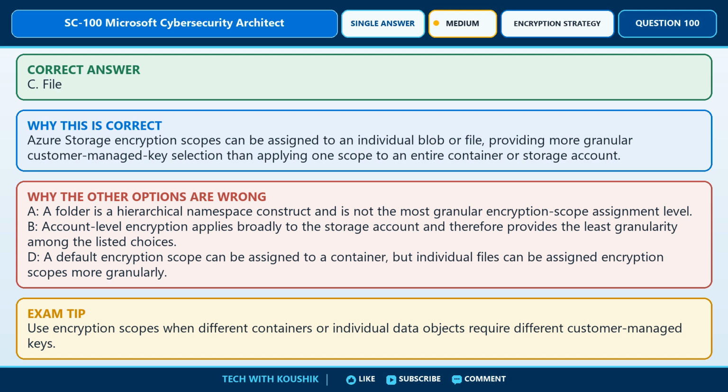Why are the other options not correct? A. A folder is a hierarchical namespace construct and is not the most granular encryption scope assignment level. B. Account-level encryption applies broadly to the storage account and therefore provides the least granularity among the listed choices. D. A default encryption scope can be assigned to a container, but individual files can be assigned encryption scopes more granularly. Exam tip. Use encryption scopes when different containers or individual data objects require different customer-managed keys.